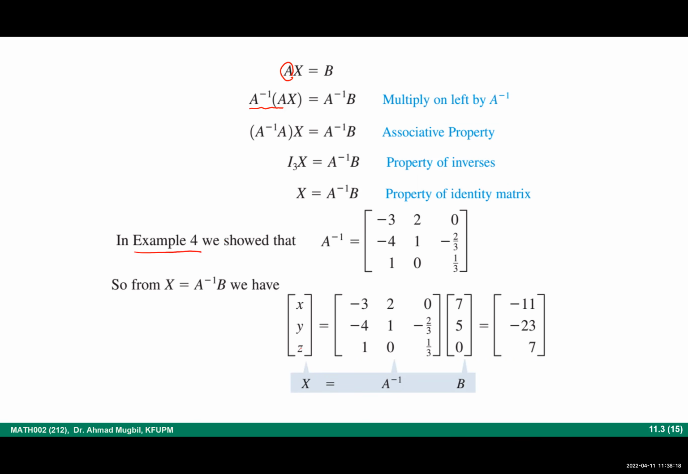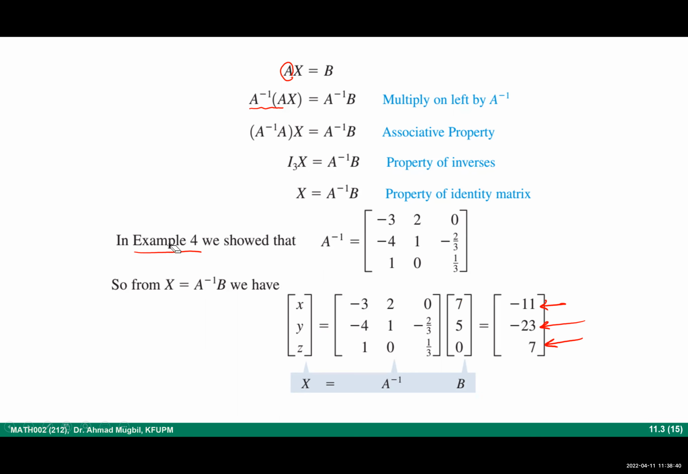So now to find the matrix X, which is x, y, and z, just multiply the inverse by the matrix of the constants, B. And here we are. This is x, this is y, and this is z. These are the solutions of this linear system.